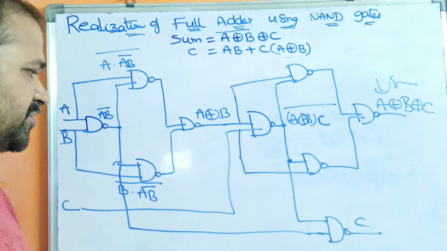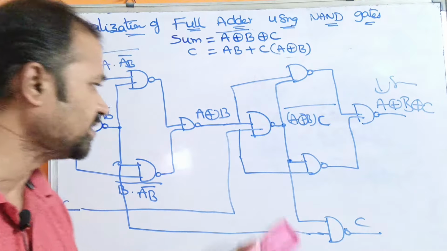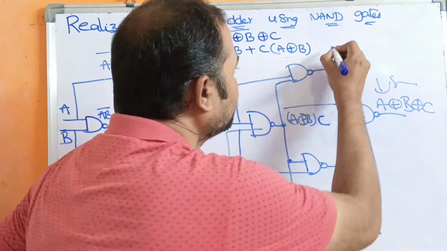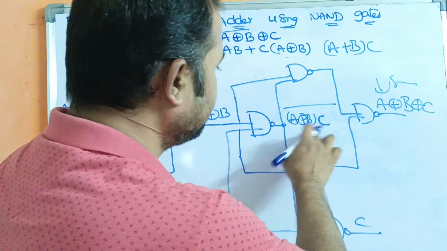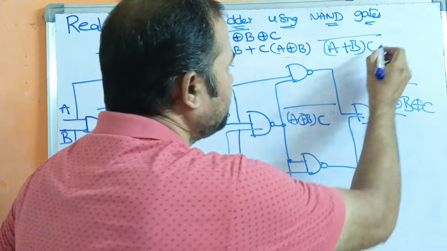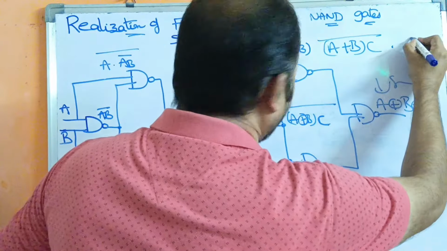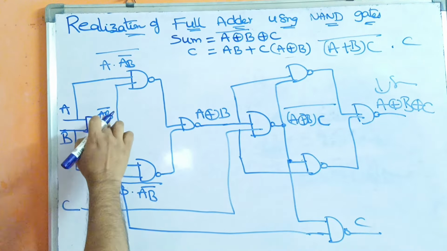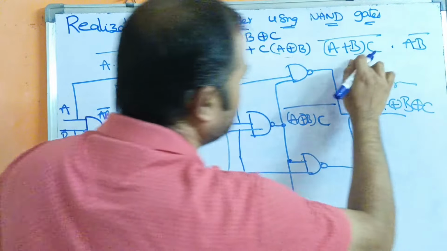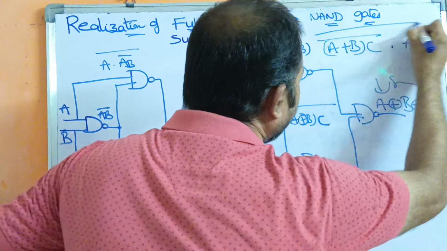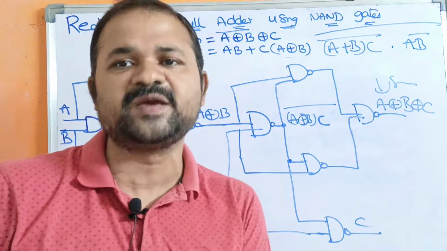So let's check whether it is producing the carry or not. We know the formula for the NAND operation, AB whole bar. Here A means A exclusive OR B into C bar, and B, the second input, is AB bar. So this is the A value, this is the B value. NAND gate means AB whole bar, which gives A bar plus B bar.